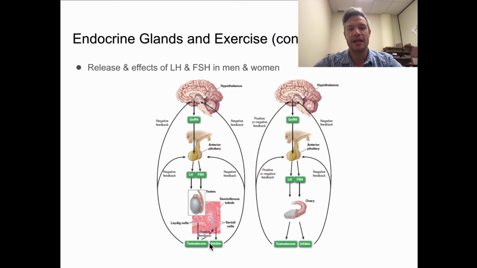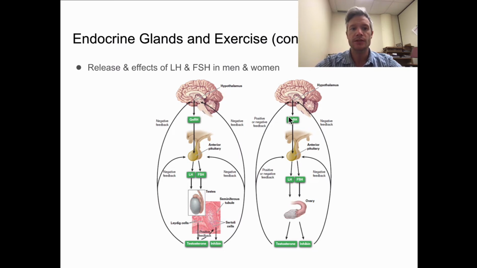They have slightly different end effects because of their target organs, testes in men and ovaries in women, but both end up releasing some testosterone and inhibin, which go back and cause a negative feedback loop on the hypothalamus and the pituitary gland. So again, keep note that our hormone systems are kept in balance, in homeostasis, because of this negative feedback loop.